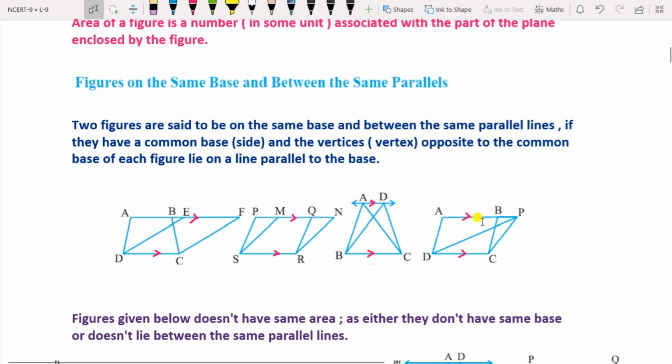And here, one parallelogram and one triangle. They are also on the same base CD and lie between the same parallel lines AP and CD. So such figures have the same base and lie between the same parallel lines. We are going to study these figures and their formulas here.